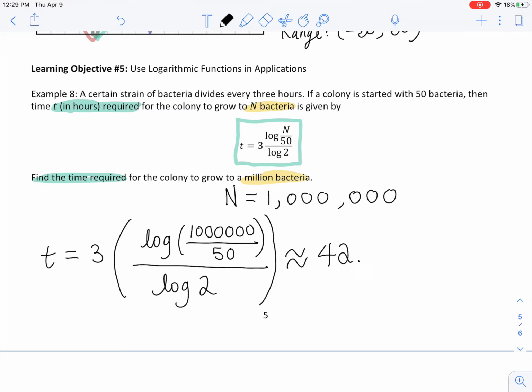But what I got was 42.863, and this was time. Was the unit in minutes, hours, days, years? Let's see. T was in, oh my goodness, hours. So if you start with only 50 bacteria, it's going to take only 42 hours. It's going to take only 42 hours for them to grow into a million bacteria.